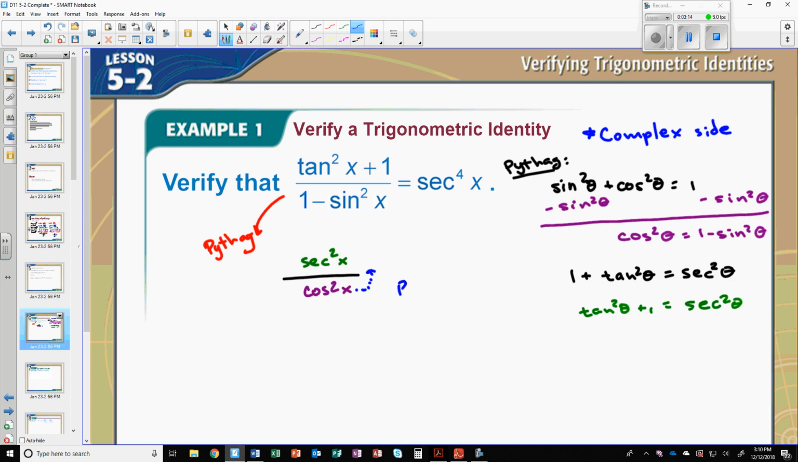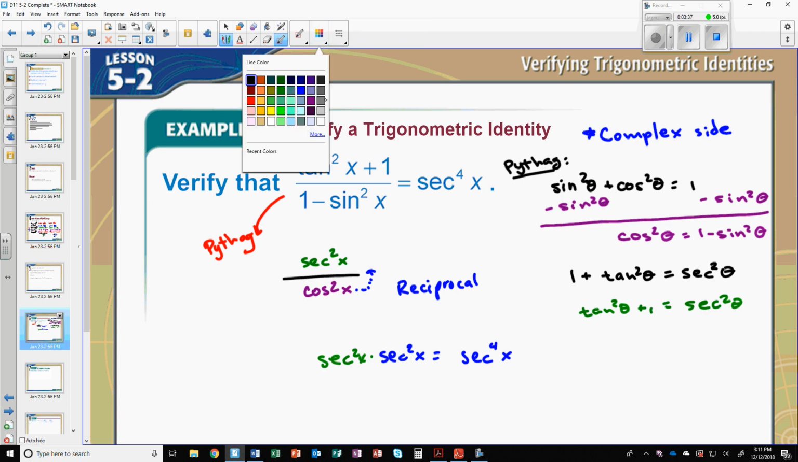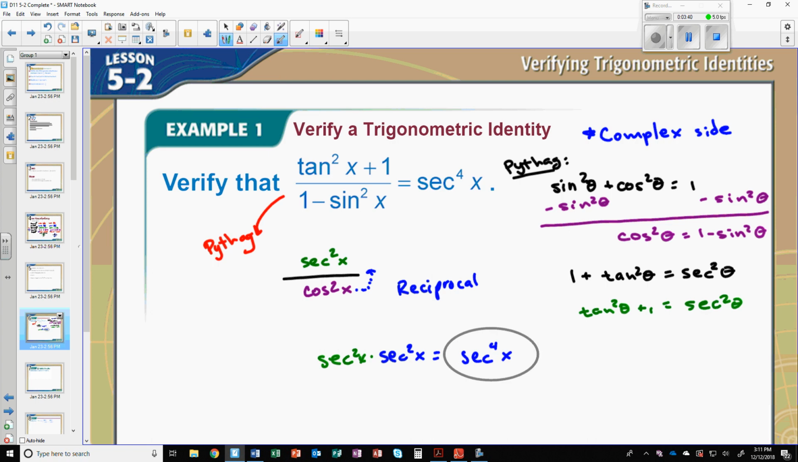So if I want to do a reciprocal identity here, I would say that this becomes the same secant squared that was there. And it now multiplies times, when this moves up, cosine squared becomes secant squared x. And that answer, when you multiply it, is secant to the fourth x. This would be my answer here. And so we verified that they are equal to one another. That's what we set off to do.